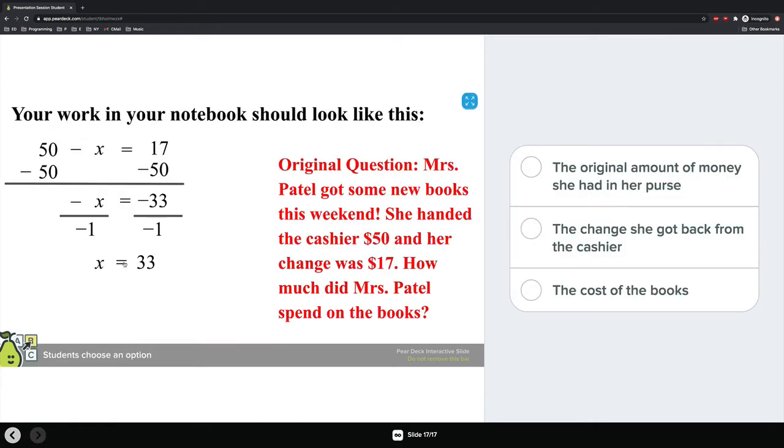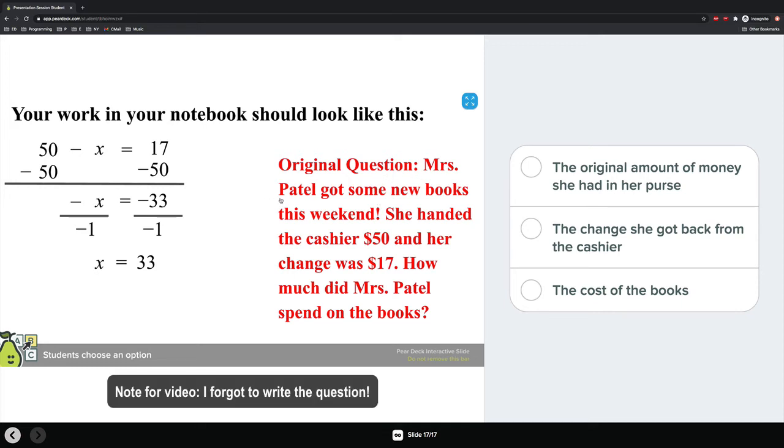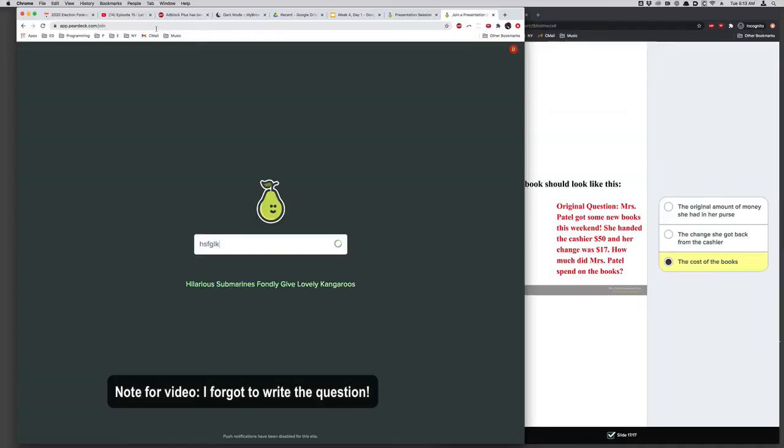And then this here is a good example of, if a student gets confused while answering these questions through all these steps, and they get confused as to what they should be writing in their notebook, this is just a little exercise to help them see this is the thing that should be in your notebook. This whole thing here should be in your notebook. The original question was Miss Patel got some books. How much did you spend on the books?